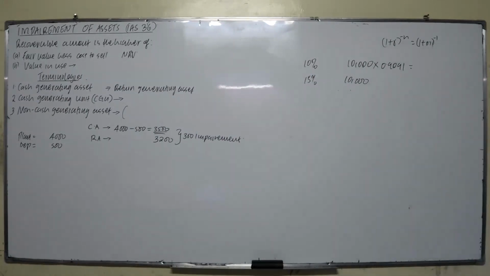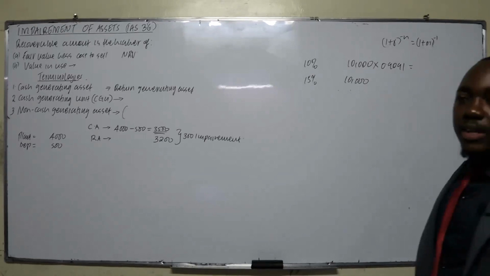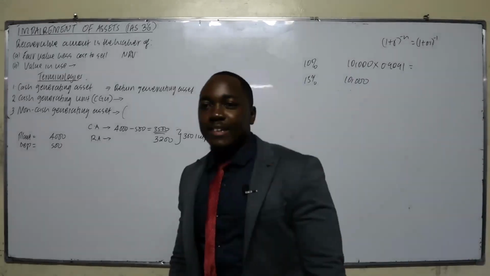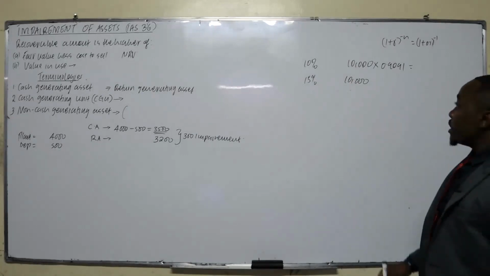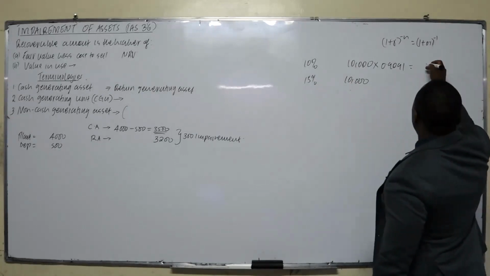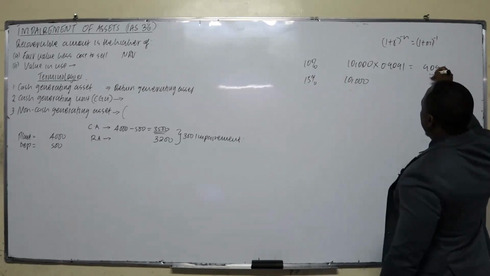This is a FAR. It's not in your tables. For this one, use a calculator. You don't have the discounting table. Do you get 0.1991? Good. So that means the present value will be 9,091,000.